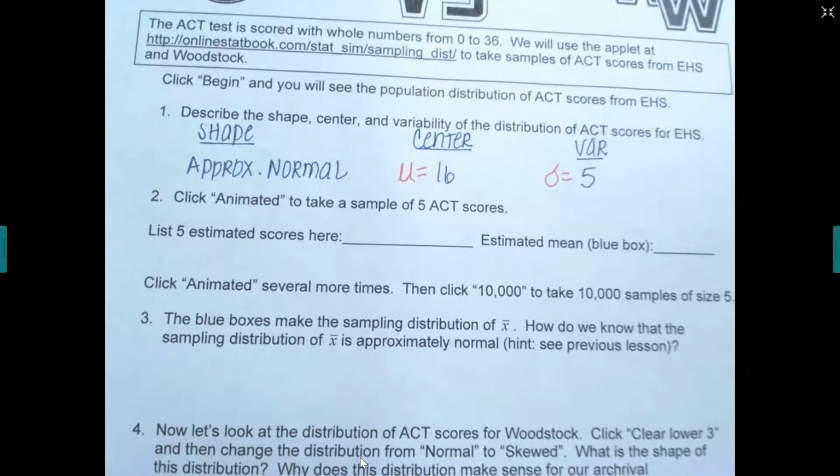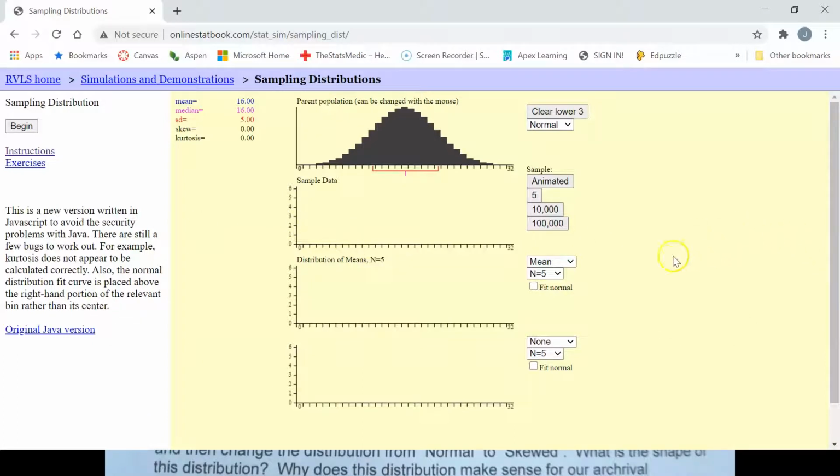Okay, so now I'm going to click the animated button, and I'm going to take a sample of 5 ACT scores for us to see. This top one here, this is our population. I'm going to take a sample of 5, so there's my 5, and then from these 5, we got the average of those 5, and that dropped down here. So this is a distribution of a single sample. This is a sampling distribution of a bunch of samples. We've only taken one so far.